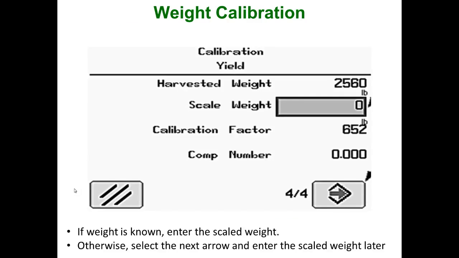Once we are satisfied with the weight that we have harvested, it will bring us to a screen like this. It shows the harvested weight, and it gives us the option to input the scale weight. If we know the scale weight from, say, a grain cart or gravity wagon, we can enter it right there and then hit the accept arrow. If we do not know the scale weight right away, we can still just go ahead and hit this accept arrow, and we can enter the scale weight later.